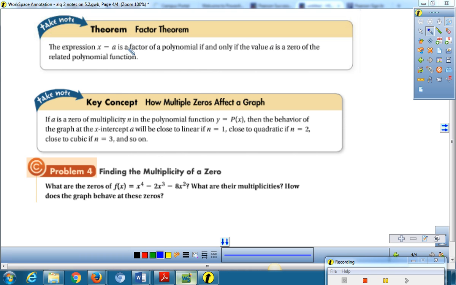All right. So just taking note of the theorems that they are providing in this section. The factor theorem, you don't need to write this down. Let's just read through it. The expression x minus a is a factor of a polynomial if and only if the value of a is a 0. Well, that's what we said before. If x minus a is a factor, then we set it equal to 0, and x equals a is a root. You do not need to write this. This is just reviewing some things.